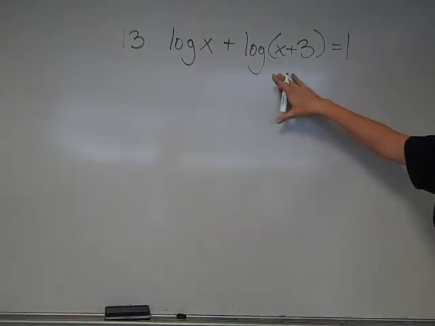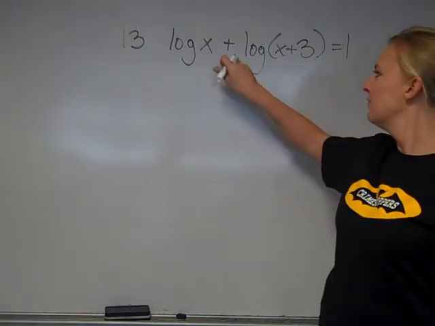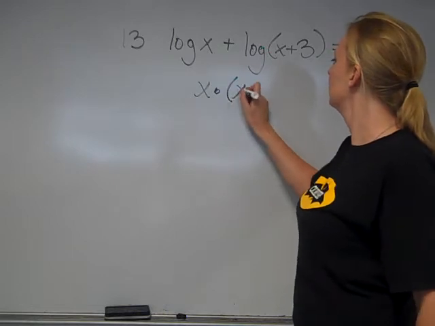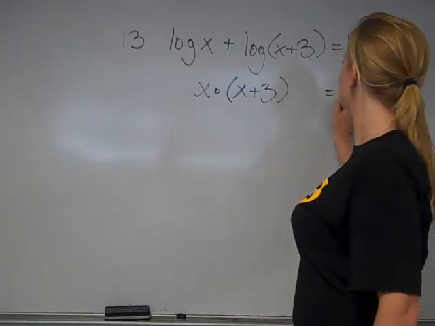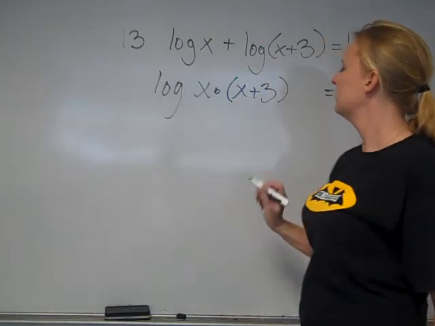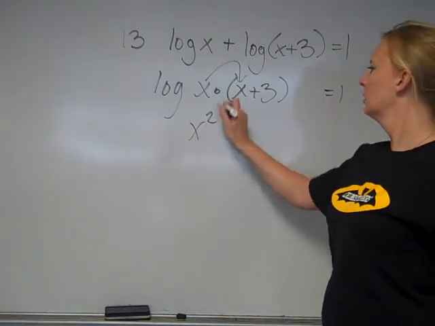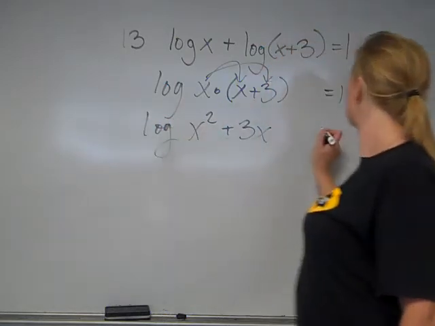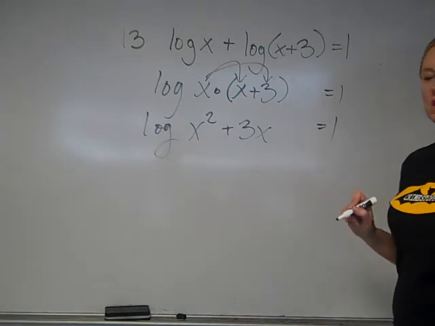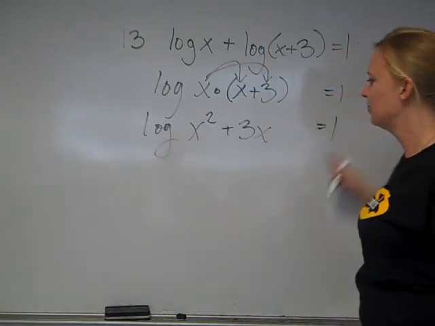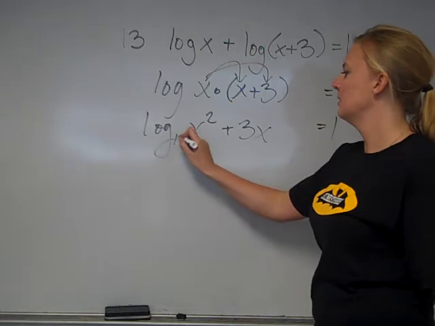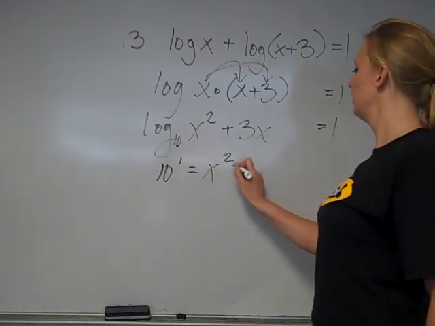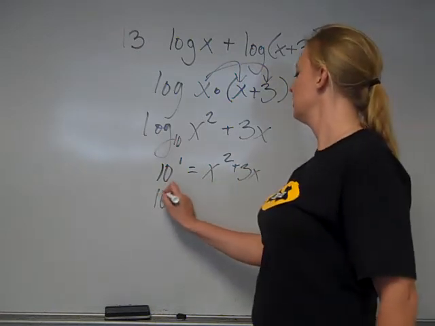Okay, we're going to take this log and turn it into a single log. If you're adding two logs, that's the same as multiplying one log. Let's distribute. Next, we're going to convert this from base to power. There isn't a base, so the base is 10. 10 to the first equals x squared plus 3x. 10 to the first is 10.